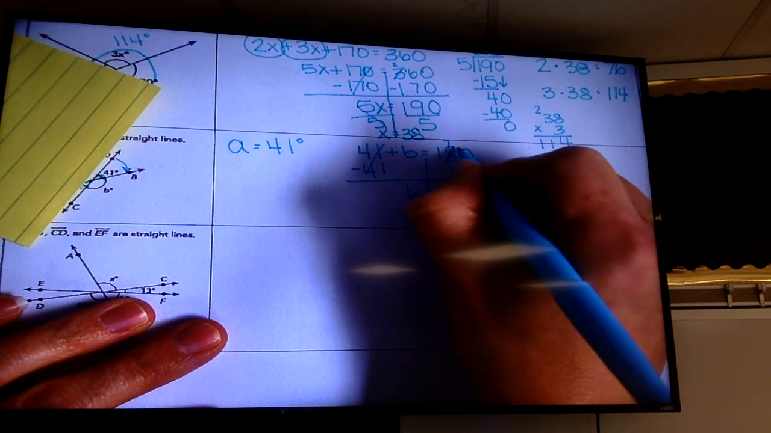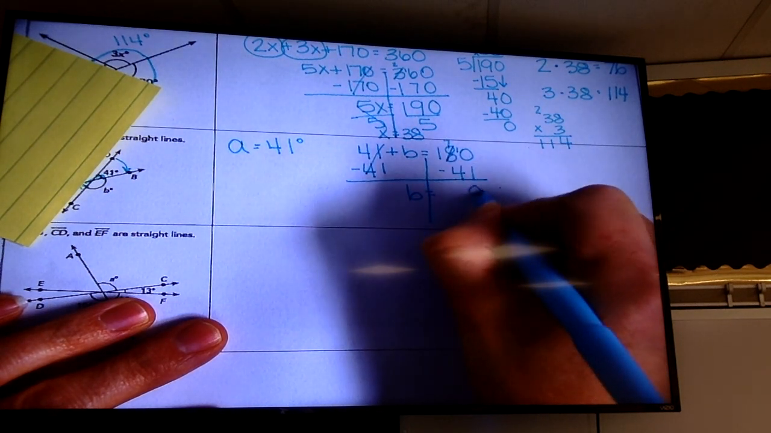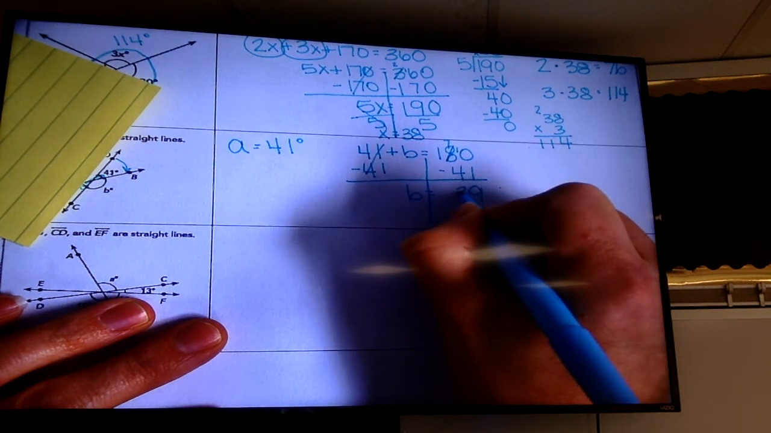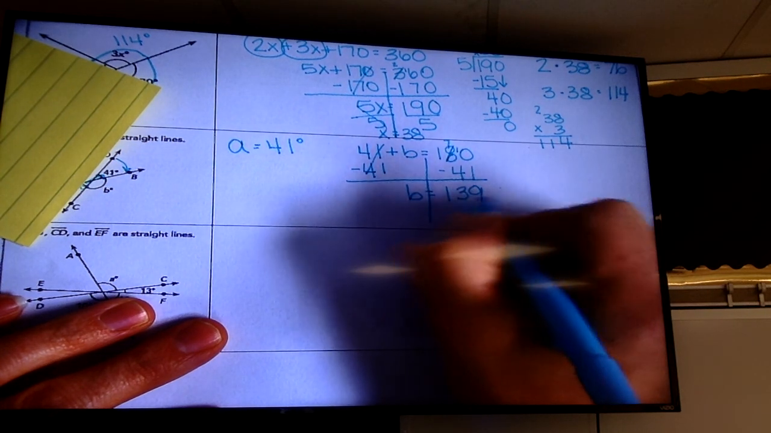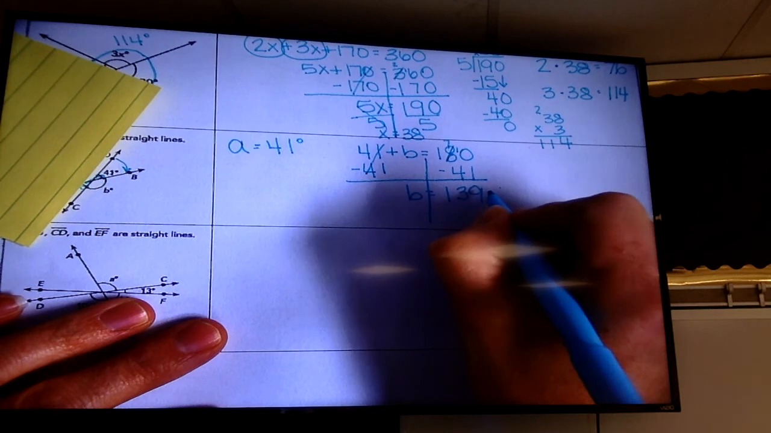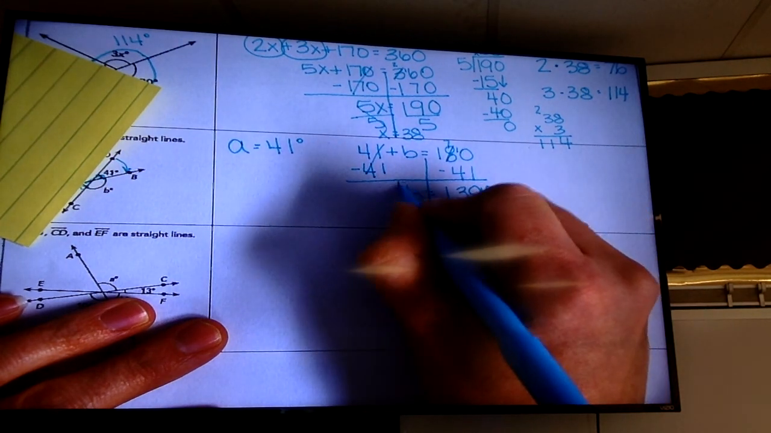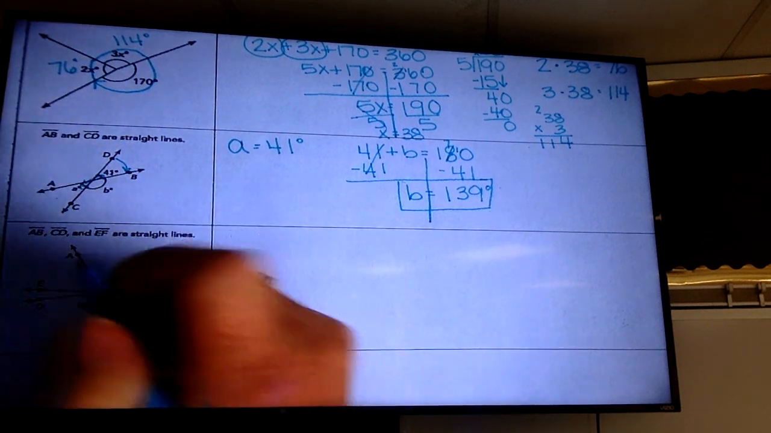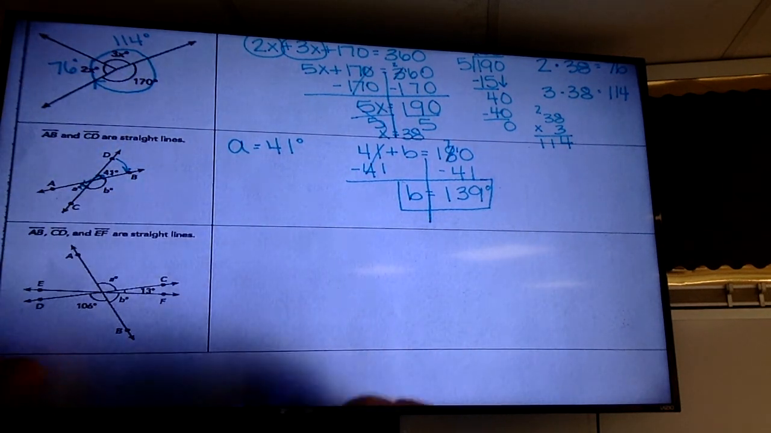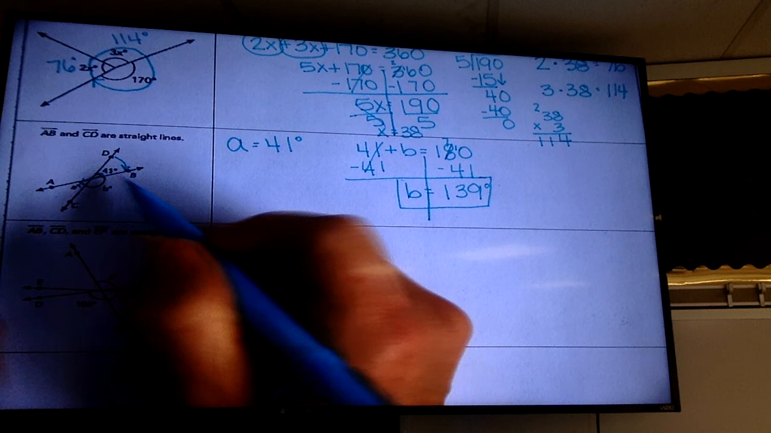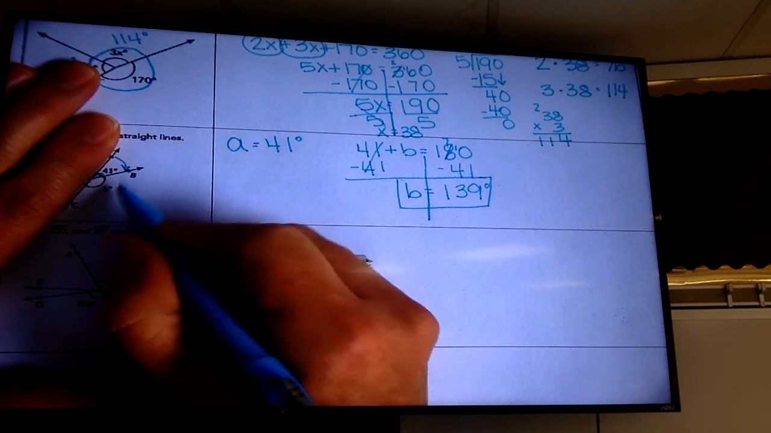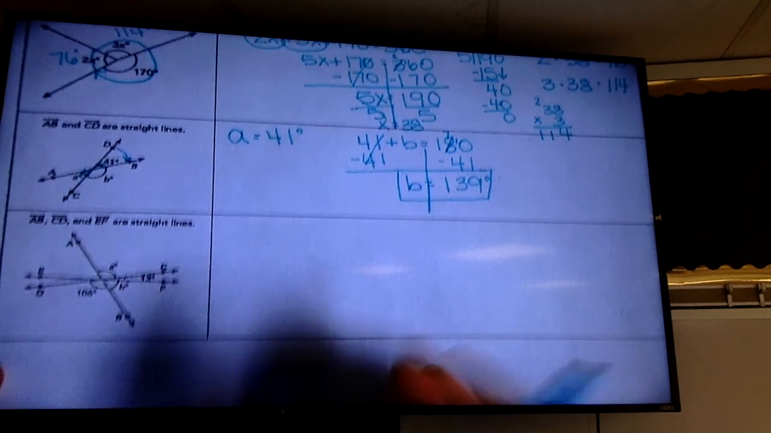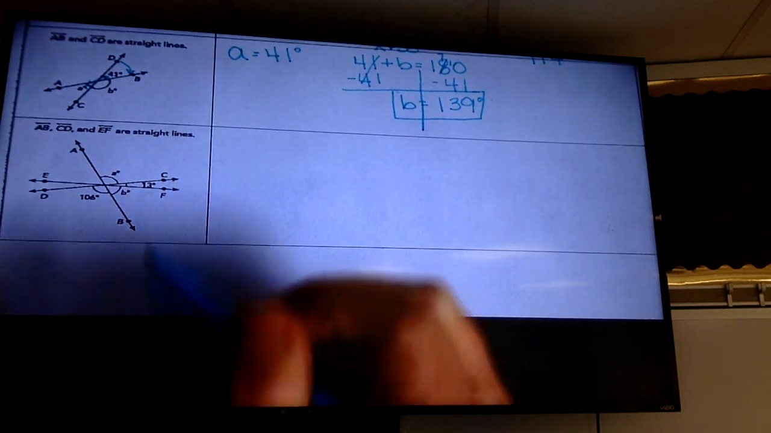So it looks like I need to borrow a little bit here. 10 minus 1 is 9. 7 minus 4 is 3. 1 minus nothing is 1. So my answer is B is a 139 degree angle. I've now solved the value of both A and B using my rule of vertical angles and then my rule of supplementary angles. Okay, let's try it again on this one.